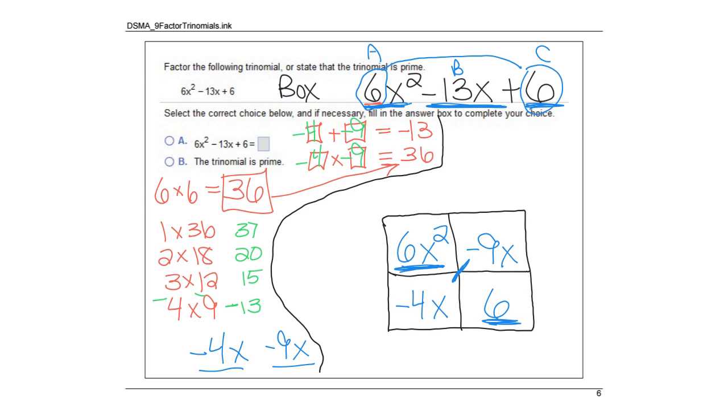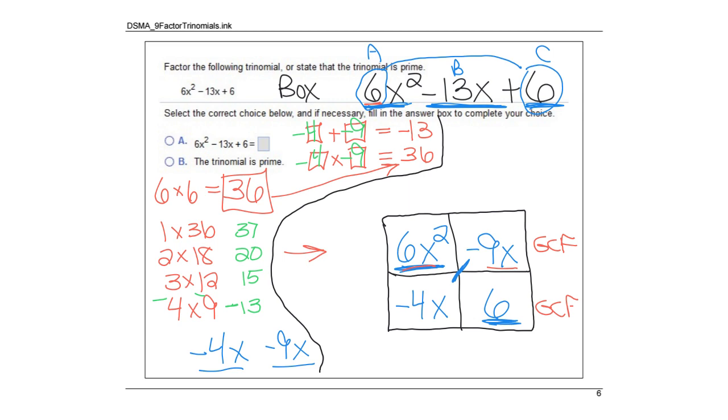Now we're going to do a few of these. So at first it looks really horrible, but it starts to look better after a little bit. What we're going to do is look for the greatest common factor for each row. So first I'm going to look here at the 6x squared and the negative 9x, and I want to know only the greatest common factor.